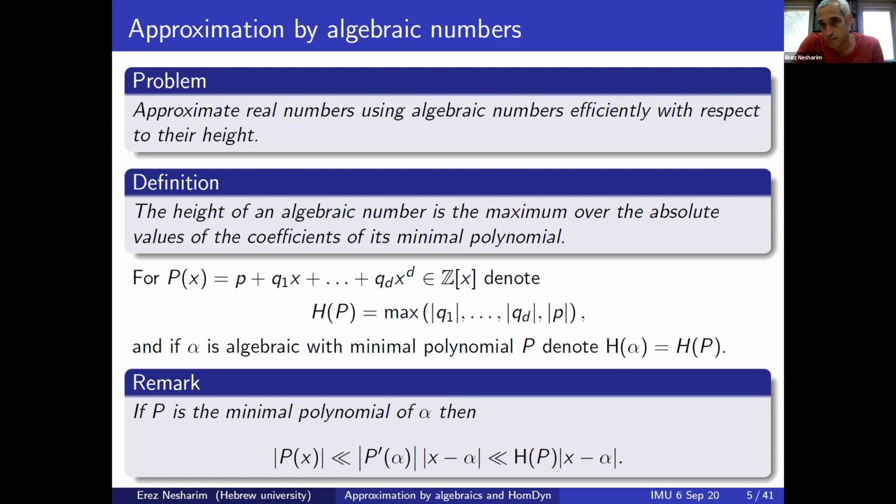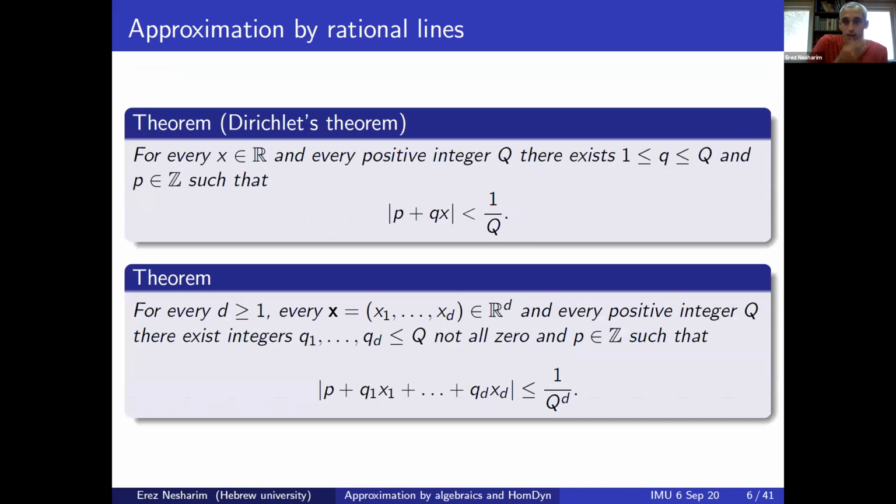That will be small with respect to the absolute value of the coefficients that you're using. And here, for this type of approximation, there is a simple generalization of Dirichlet's theorem. So this is just to remind you what Dirichlet's theorem was. If I multiply B with Q and replace P with minus P, and then you can do this in higher dimensions as well.